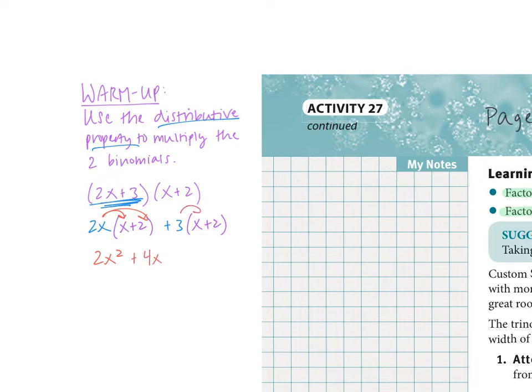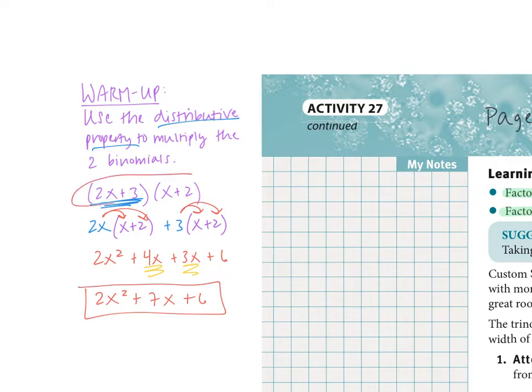We're going to do the same over here. 3 times x is 3x. And then finally, 3 times 2 is 6. Lo and behold, we notice that we have like terms, 4x plus 3x. We can add those together. So we get 2x squared plus 7x plus 6. Boom, that's our answer. So we saw how to go from this part up here and how to distribute and multiply to get that trinomial.